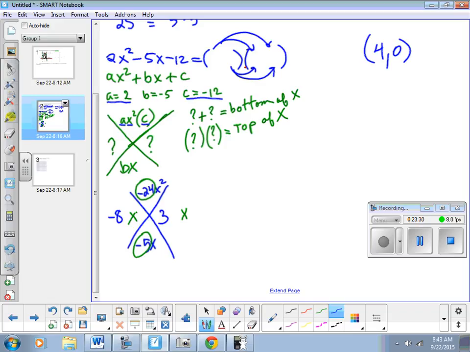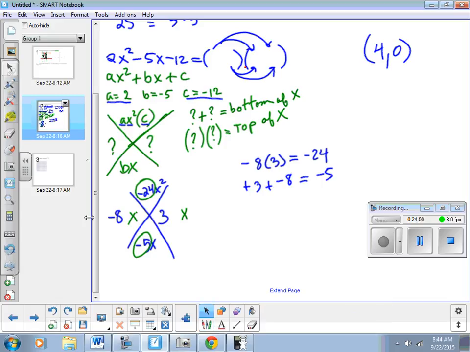Now, before I do anything, does everybody understand what should have been done on the side of your paper or somewhere? You check: negative 8 times 3 is negative 24, and positive 3 plus a negative 8 is a negative 5. That's something that you either did in your head or on the side. I'm showing you that that is true though. Okay? So I'm going to go ahead and leave that there for right now.